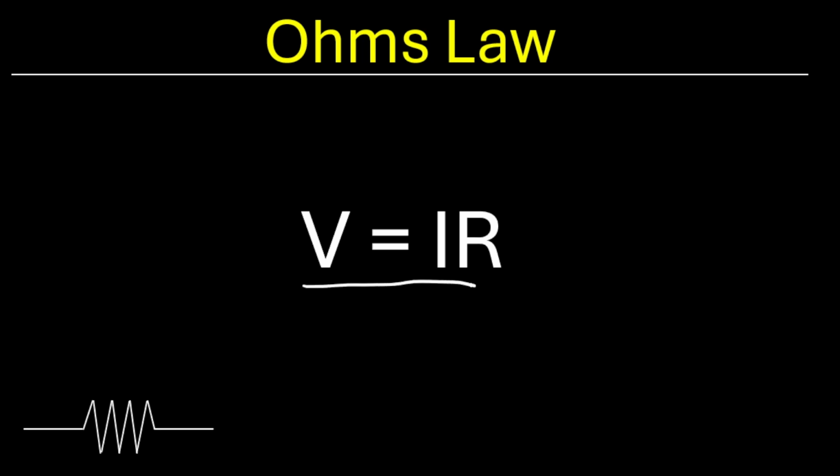So Ohm's law is the equation you see here, V equals IR, where V represents the voltage, I represents the current, and R represents the resistance.